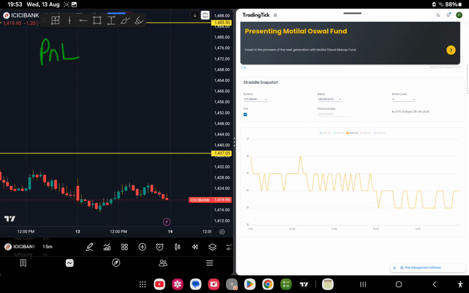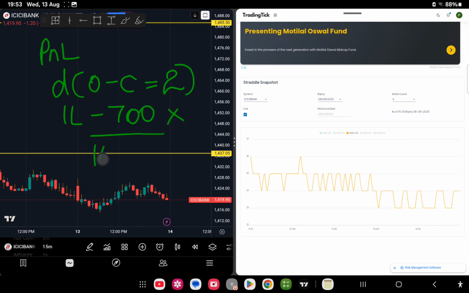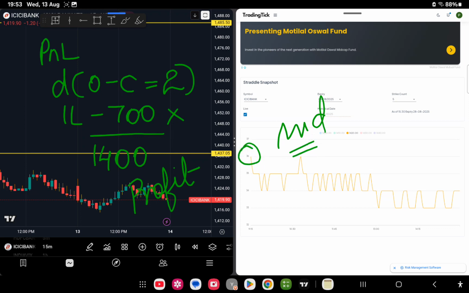Okay, now let's calculate the PNL. So from 36 to 34 it is 2 points decay. Open minus close is 2 points and one lot is 700 for ICICI Bank. Now this times this is 1400. So this is a profitable trade, because it was a sideways day. And then you could see open here and close here.